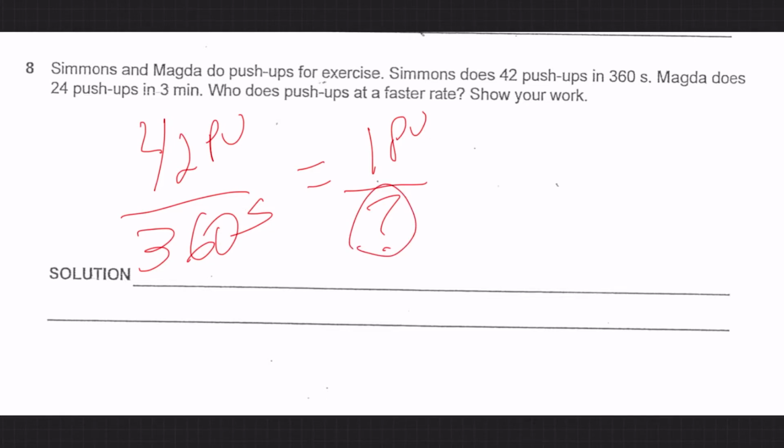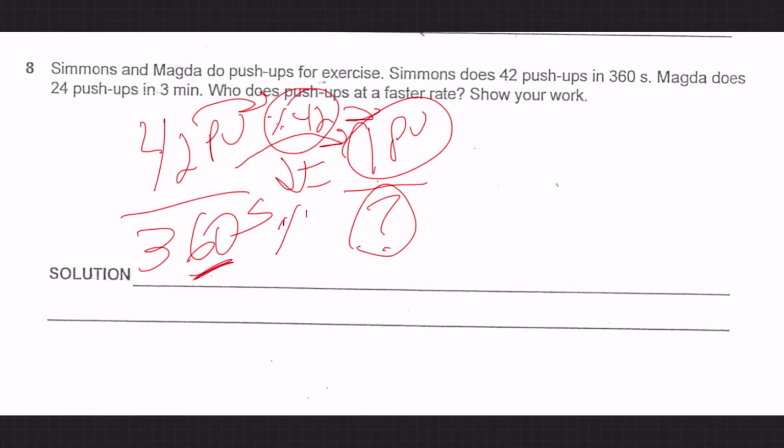Now, if we look at our top here, how do we get from 42 to 1? Because these ratios, these fractions are equivalent. Well, in order to get from 42 to 1, we're going to divide by 42, because 42 divided by 42 is 1 push-up. Whatever we do to the top, we need to do to the bottom. So we need to take this 360 and divide that by 42, just like we did to the top. If we divide 360 by 42, we're going to get about 8.5. It's not an even number, but it's pretty close to 8.5.